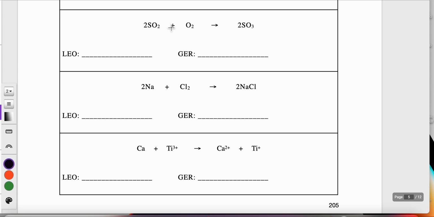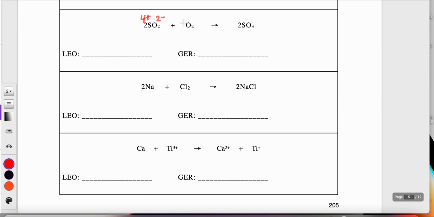So first, assign oxidation numbers to determine if it's a redox reaction or not. My first formula, SO2, I see it has oxygen. It's not bonded to fluorine. Its partner is not from group 1 or 2, so this is common oxygen, a -2. There are 2 of them. Its partner S must supply enough charge to cancel it out, so it uses a +4.